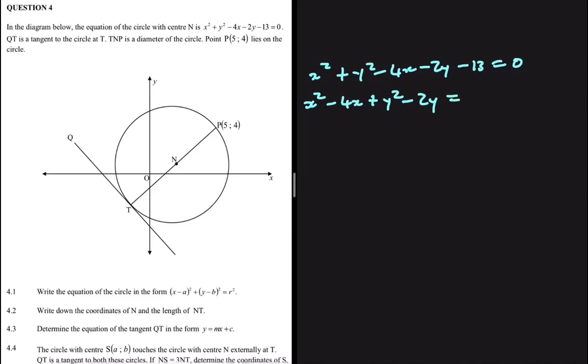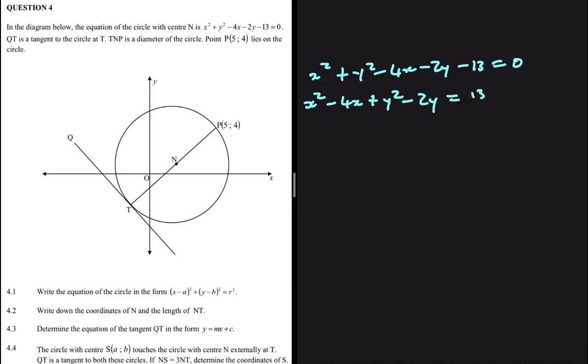Write the equation of the circle in the form (x minus a) squared plus (y minus b) squared is equal to r squared. We are given an equation: x squared plus y squared minus 4x minus 2y minus 13 is equal to 0. Before we do anything fancy, let's just group the like terms. If we do that, we're going to have x squared minus 4x plus y squared minus 2y. Let's take the constant to the right hand side. If we do that, this is going to be equal to 13.